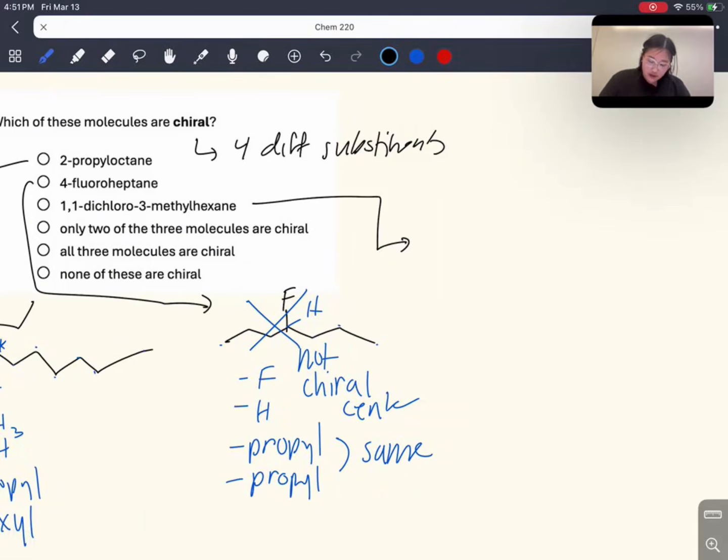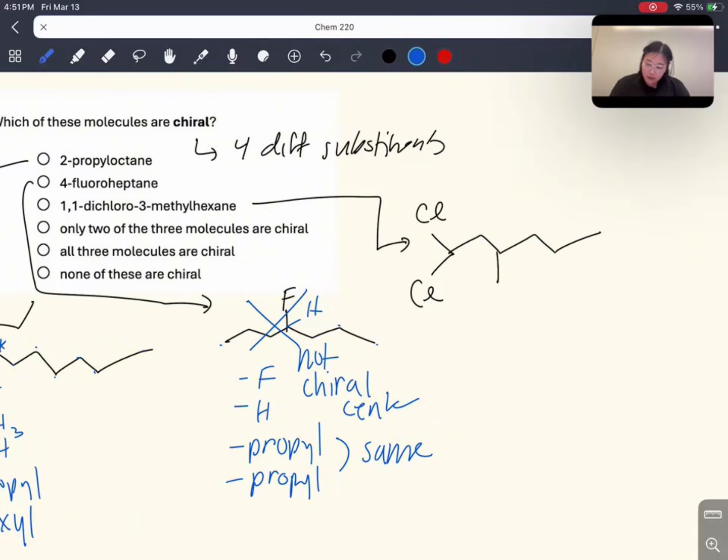So 1, 2, 3, 4, 5, 6. And so we have a methyl on carbon 3. And then on carbon 1, we have 2 chlorines. So let's first look at carbon 1.